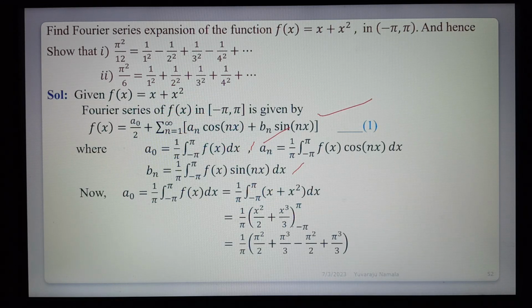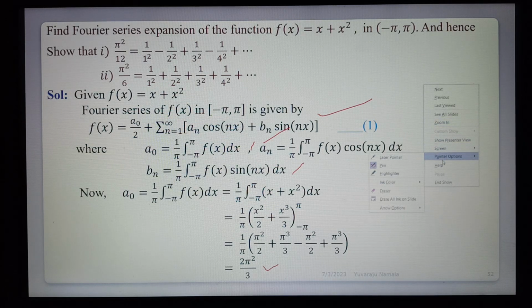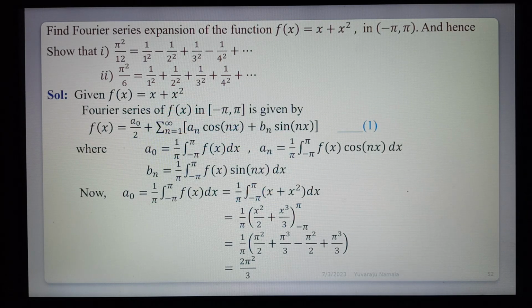So 1 by 5 into x square by 2 plus x cube by 3, from minus 5 to 5. Substituting the upper limit, 1 by 5 into pi square by 2 plus pi cube by 3. For the lower limit minus 5, substituting minus pi square by 2 plus pi cube by 3. After simplification, 2 pi square by 3. So this is the a naught value. Similarly, finding the an value.